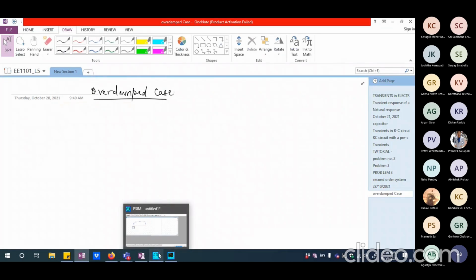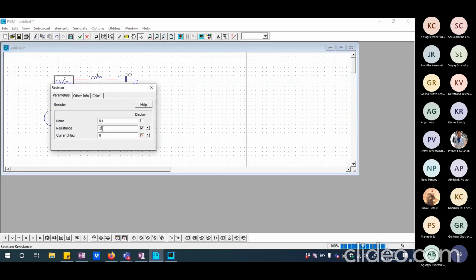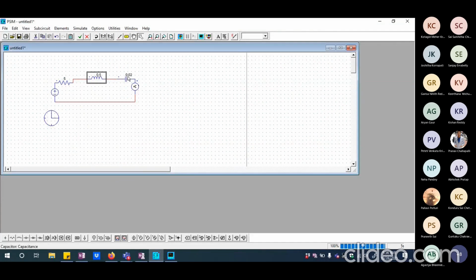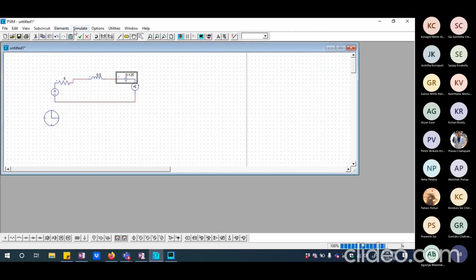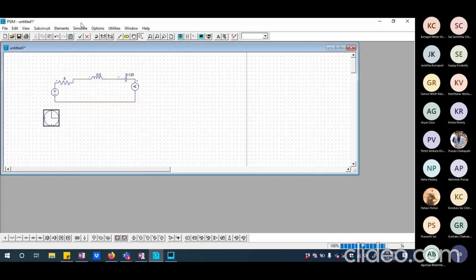Let's go back to the simulation. Let me again put the values. I'm going to say this is 5 ohm. And I'm going to say this is 0.5 Henry. Yes, that's what I remember, 0.5. And the capacitor was 0.125, I suppose, right? 1/8, that's what we said. Okay, so let me again do this simulation. This is still 8 seconds. Let it be 8 seconds. Doesn't matter. Let me do the simulation.